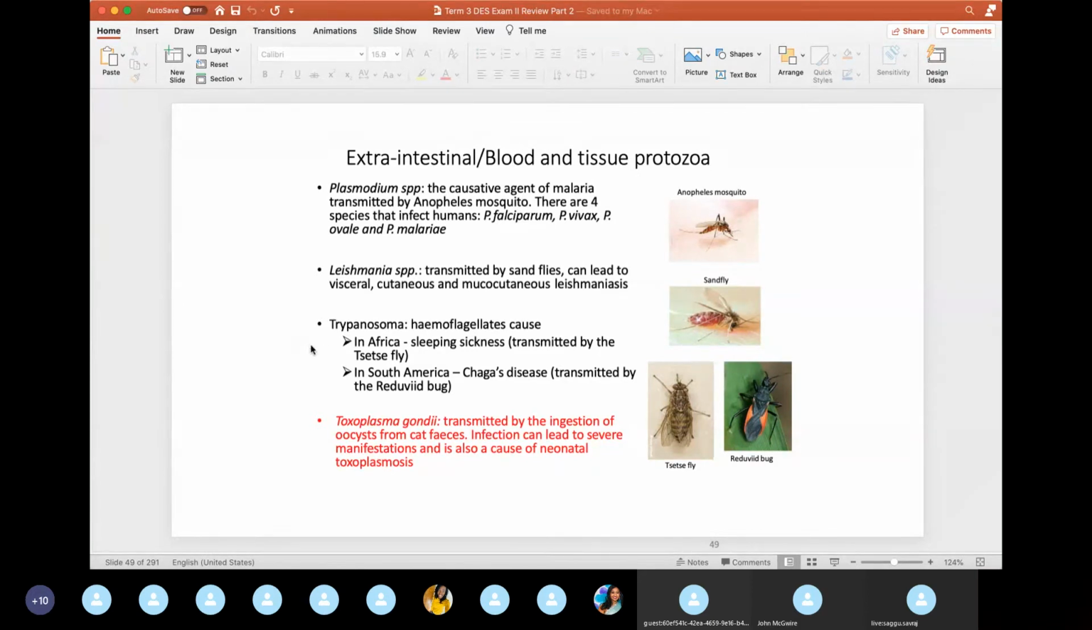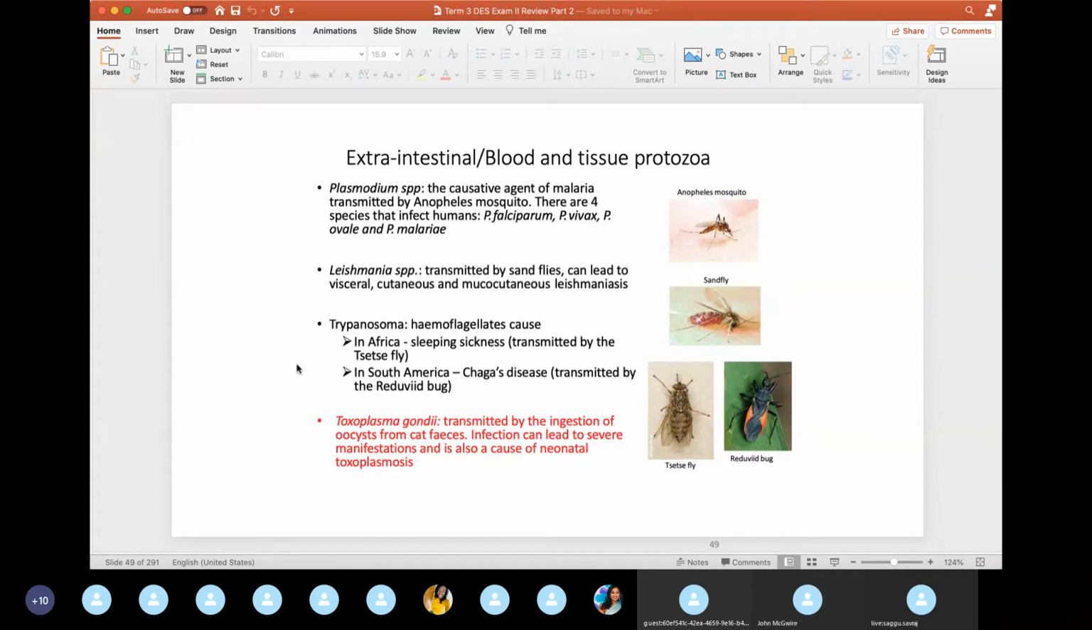How about Trypanosoma? Trypanosoma in Africa, sleeping sickness. Sleeping sickness transmitted by tsetse fly. South America, Chagas disease transmitted by the reduviid bug. Toxoplasma gondii, ingestion of oocysts from cat feces. Remember your TORCH infections from term 2? One of them is toxoplasma, right? So you can have neonatal toxoplasmosis.